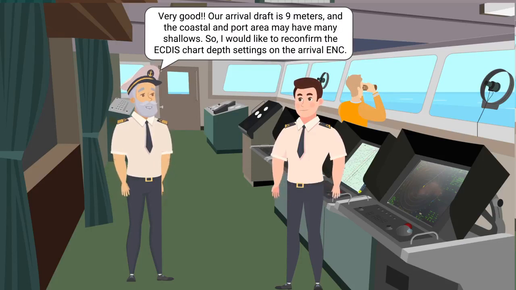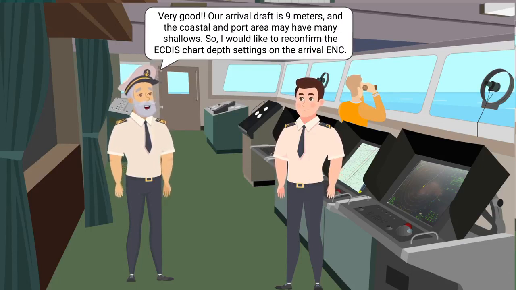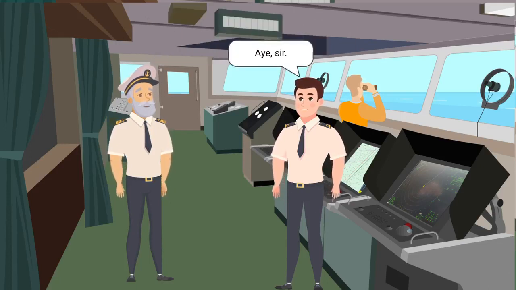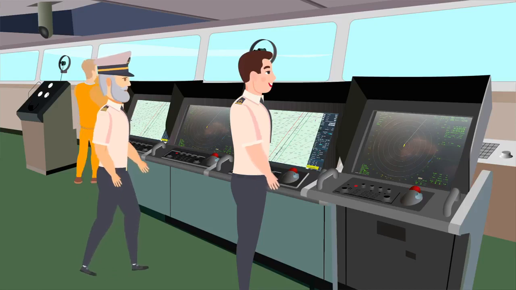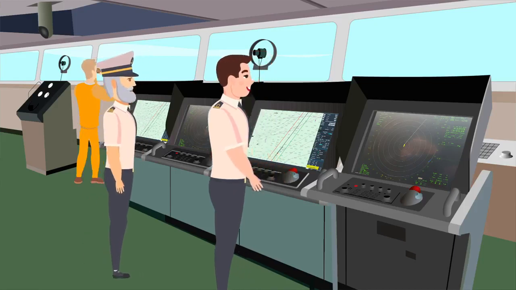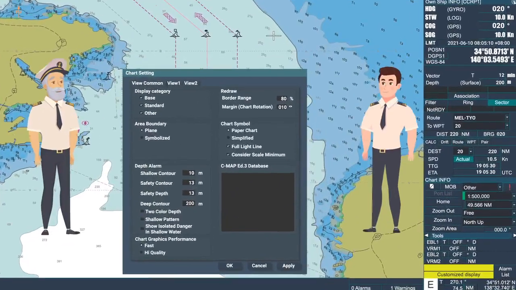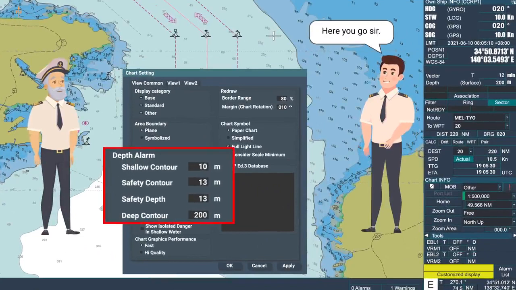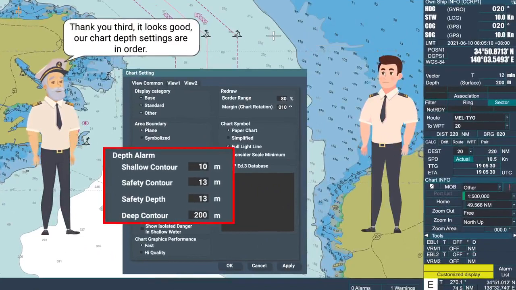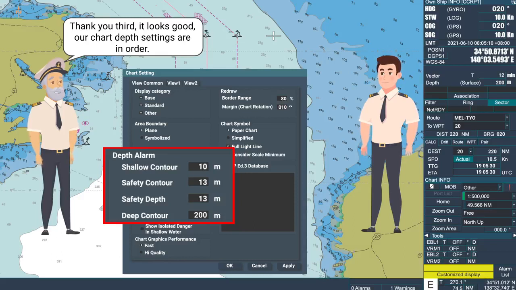Very good. Our arrival draft is 9 meters and the coastal and port area may have many shallows. So I would like to reconfirm the ECDIS chart depth settings on the arrival ENC. Aye, sir. Here you go, sir. Thank you, third. It looks good. Our chart depth settings are in order.